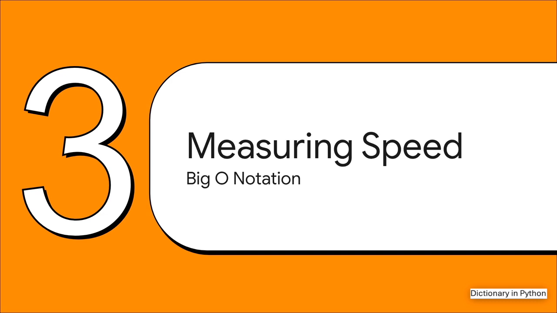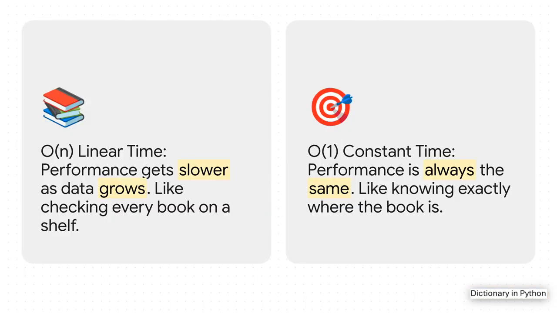So we keep saying fast, incredibly fast, but how do we actually talk about this speed in a standardized way? Well, programmers use a language called Big O notation. It's pretty much how we measure and compare how efficient an algorithm is. Let's just compare two huge concepts here. On one hand, you've got O(n), or linear time. This is like searching for a book by checking every single title on the shelf. The more books you have, the longer it's going to take. Simple as that.